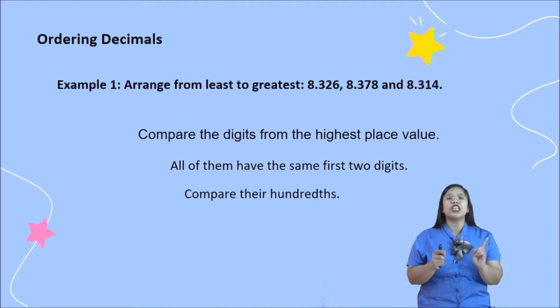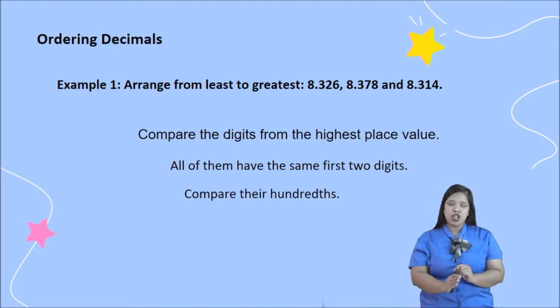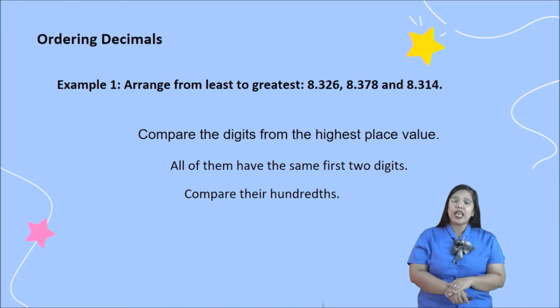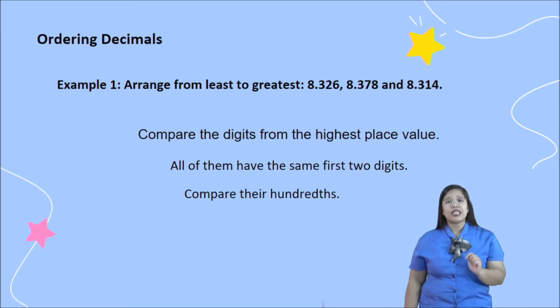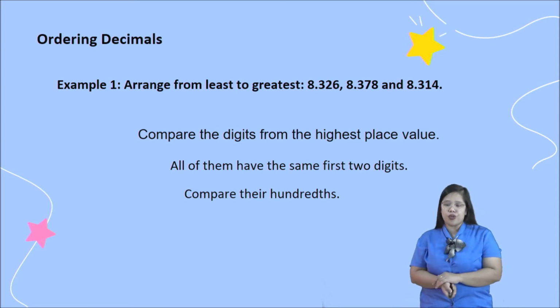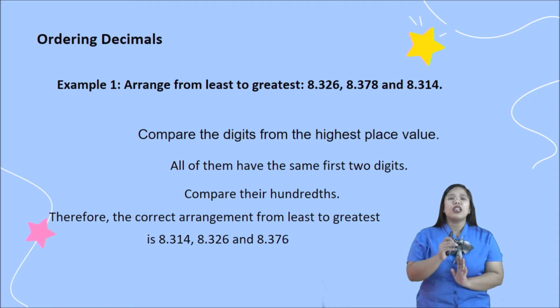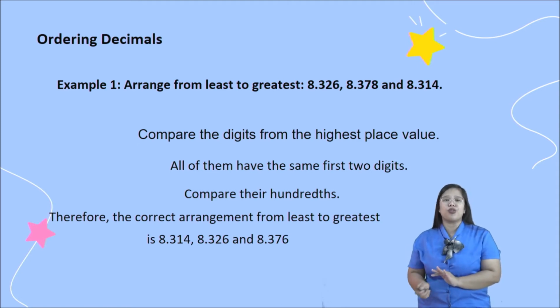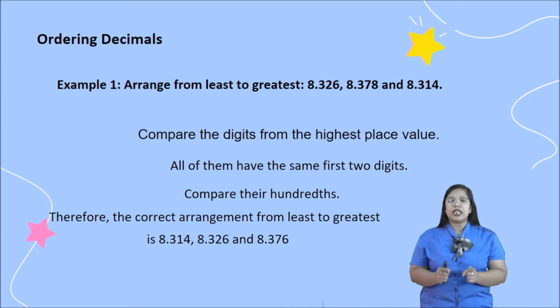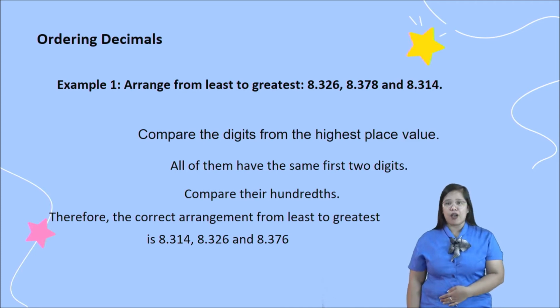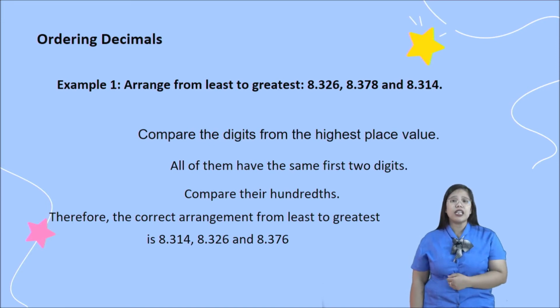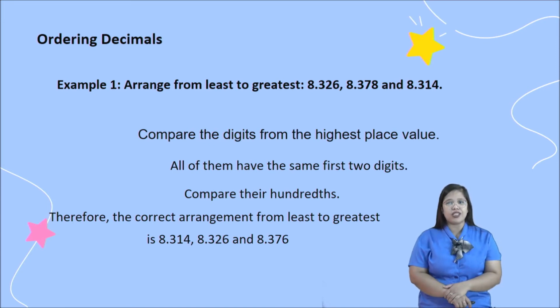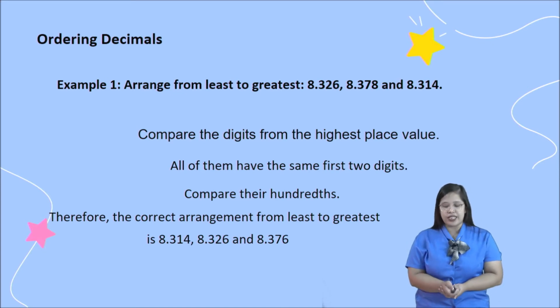Again, kids, we need to compare their hundredths place. We have 2, 7, and 1. So we need to arrange them from least to greatest. Therefore, the correct arrangement from least to greatest is 8 and 314 thousandths, 8 and 326 thousandths, and 8 and 378 thousandths. So that is the arrangement of the first example from least to greatest.